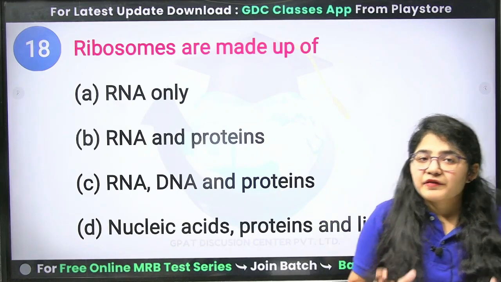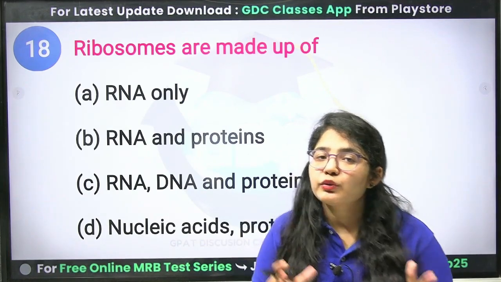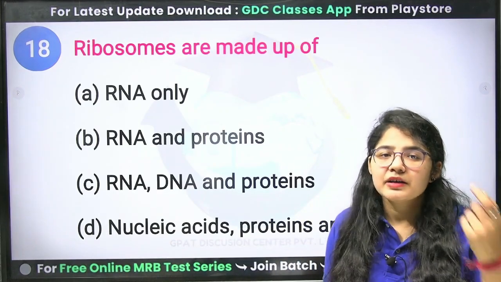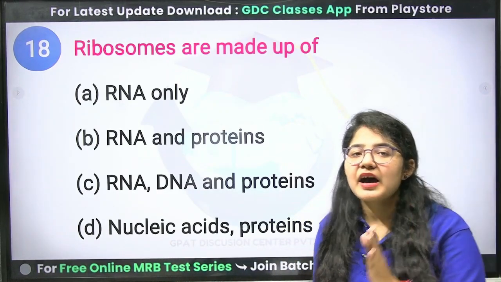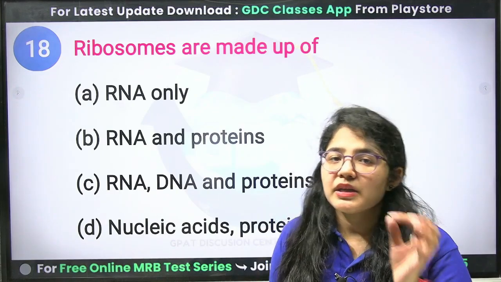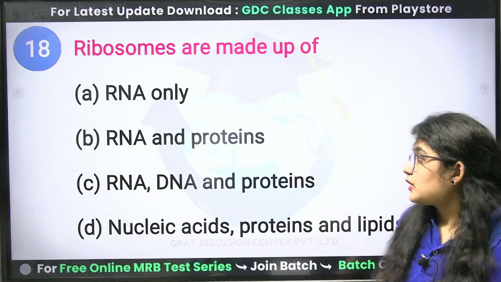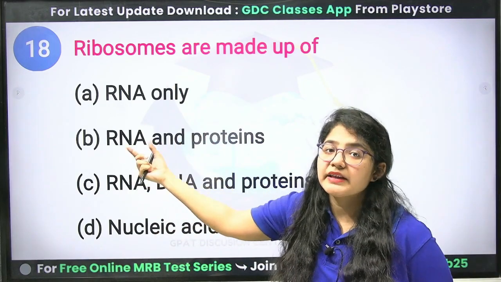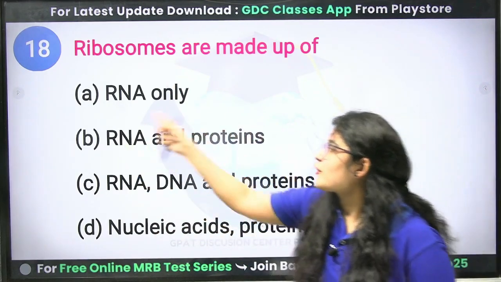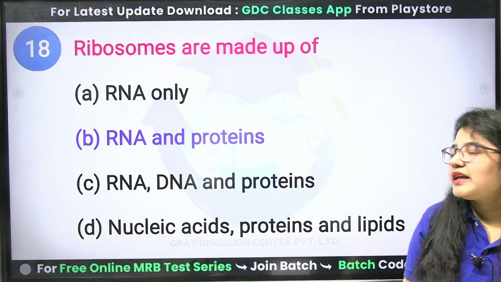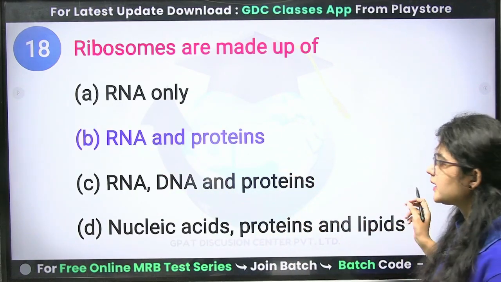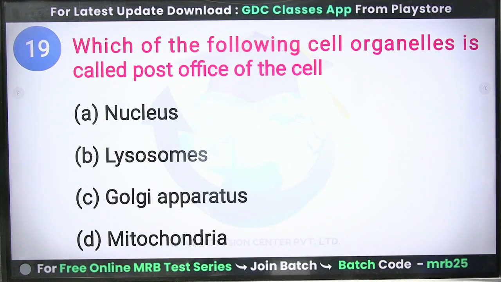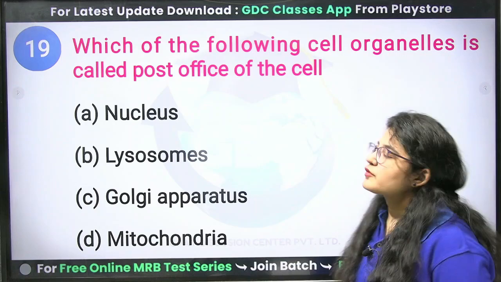The function of ribosomes is to produce the proteins. Clear? And the proteins are produced by your RNA, especially rRNA, that is ribosomal RNA. One answer we know is it contains RNA and it forms proteins. So what will be the correct answer? That is RNA and proteins. Clear? Okay. Next question. Which of the following cell organelles is called the post office of the cell?